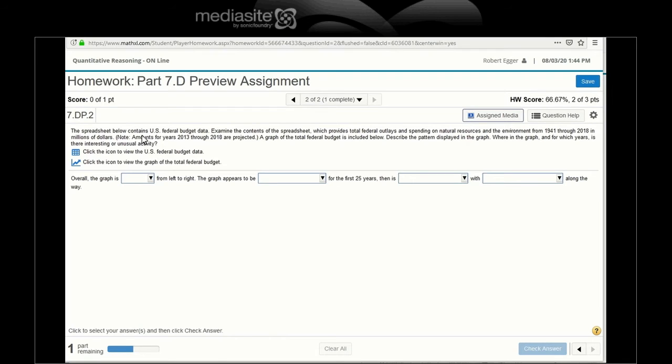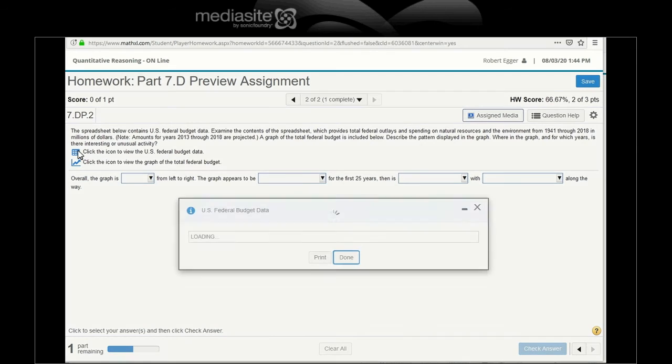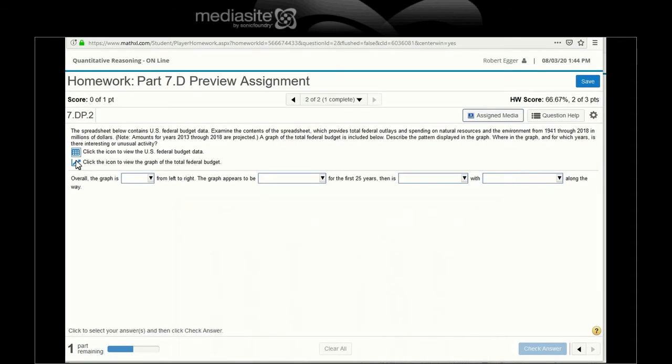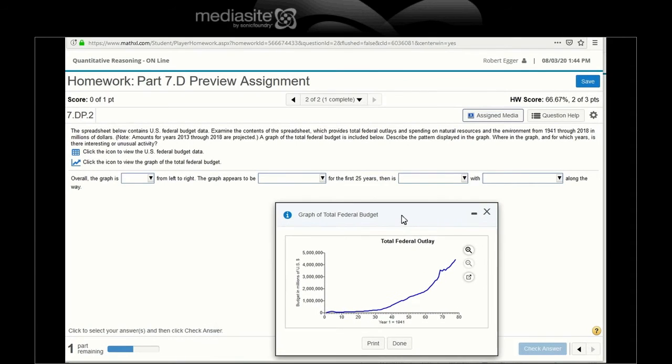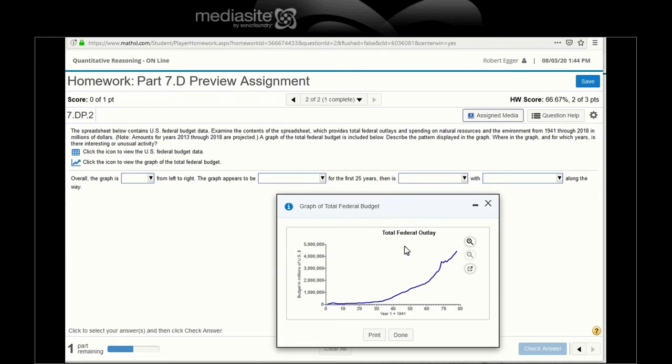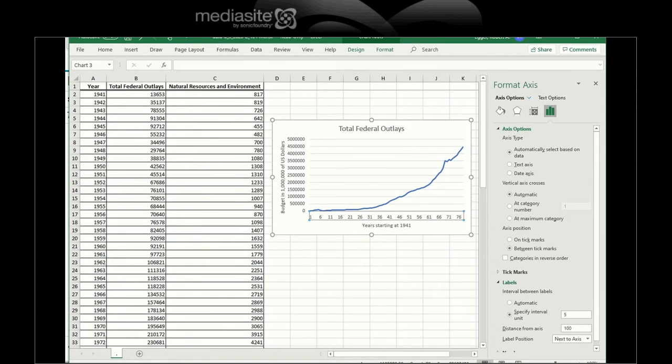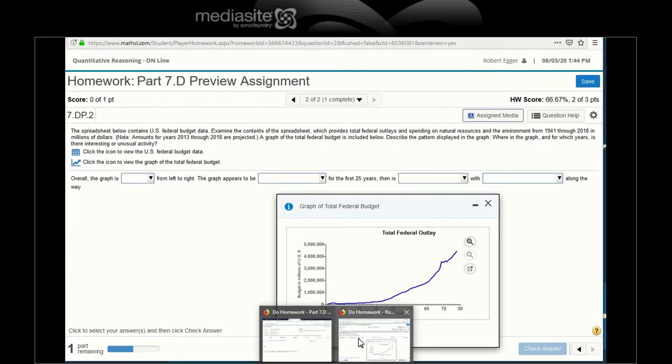The spreadsheet below contains U.S. federal budget data. It's question 2, by the way. Okay. It provides total federal outlay and spending on natural resources from 1941 through 2018 in millions of dollars. Graph total federal budget included. Okay. Oh, does that look like what we just did here? Yep, it looks real familiar.